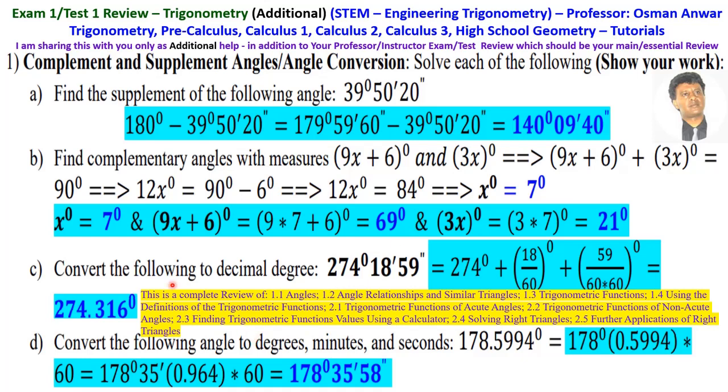This is a complete review of chapter 1 and chapter 2: angles relationship and similar triangles, trigonometric functions, using definition of trigonometric functions, trigonometric functions of acute angles, trigonometric functions of non-acute angles, finding trigonometric functions values using a calculator, solving right triangle, further application of right triangles.